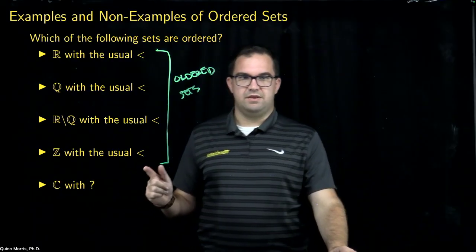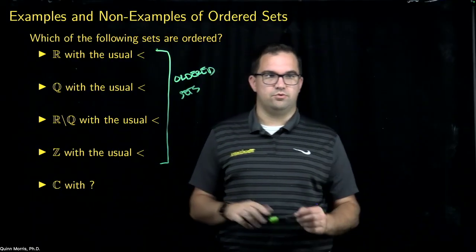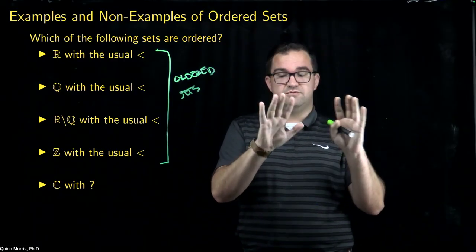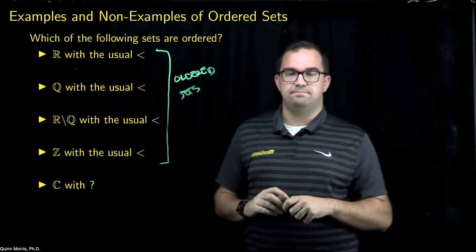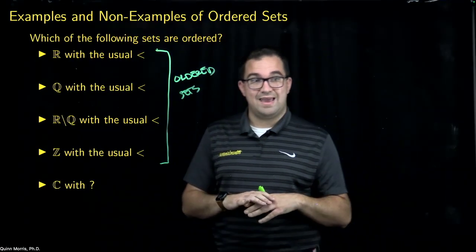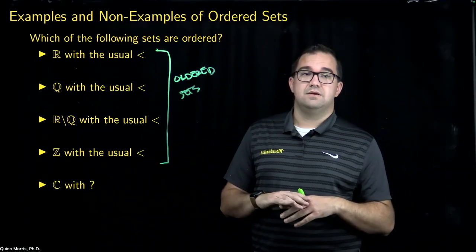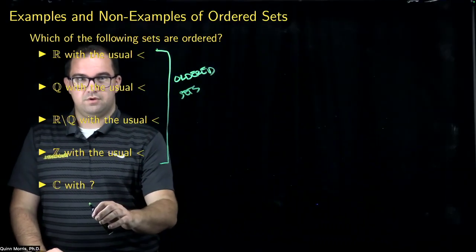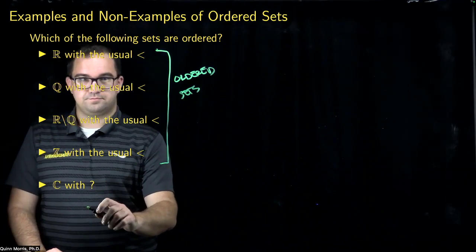The integers are not a field, but can still be considered an ordered set with this order relationship. So these are different things. These are different kinds of structures on a set. Now, for this last question, the complex numbers, you can in fact order these. And so it's worth having one more example here.